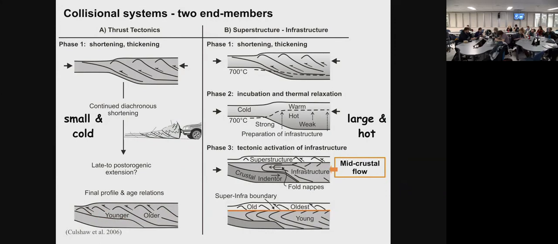When you're dealing with a large hot orogen, things do not seem to operate the same way. So here we have a sequence of diagrams showing an initial system that behaves mechanically, where you generate the older thrust in the back and the younger thrust in the foreland. So initially the system behaves mechanically, similarly to the snowplow, but then at one point the crust becomes thick enough that the lower part of the crust starts to weaken and generate melts.